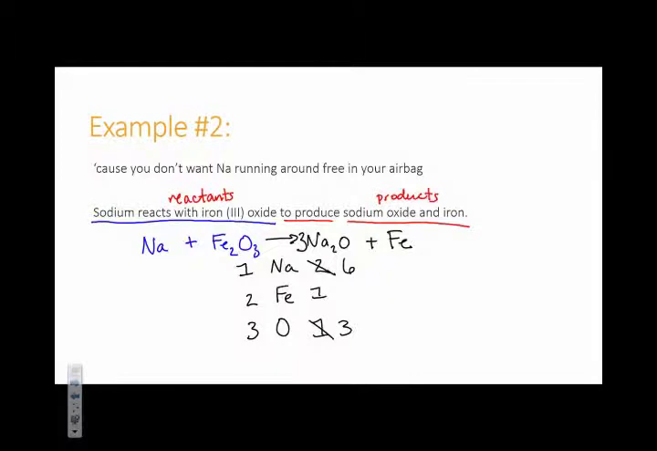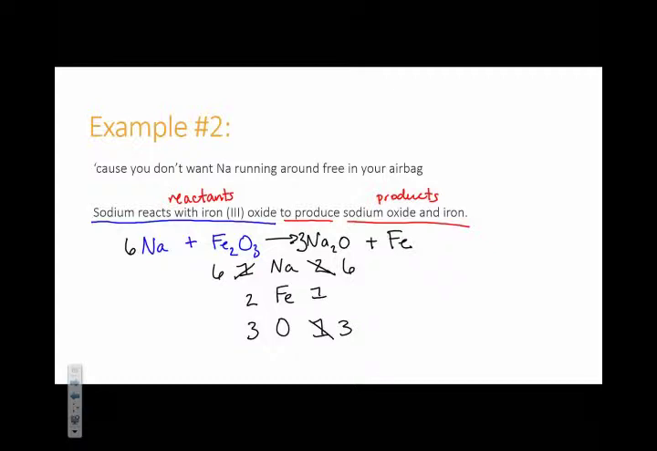Now I just have elements left, so this actually comes pretty easy. I changed that coefficient to a 6, and I changed my iron by putting a 2 in front of it to a 2, and now everybody's balanced.